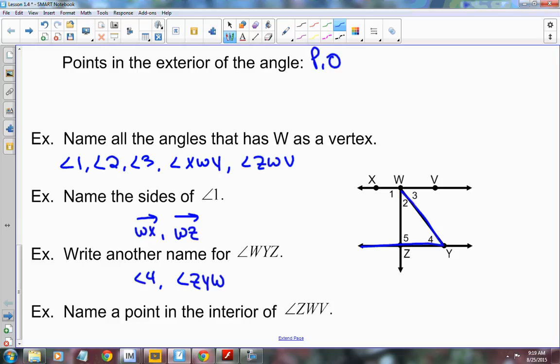All right. Name a point in the interior of angle ZWV. Y. Okay, good. Y lies inside. Okay. Easy so far, yes?